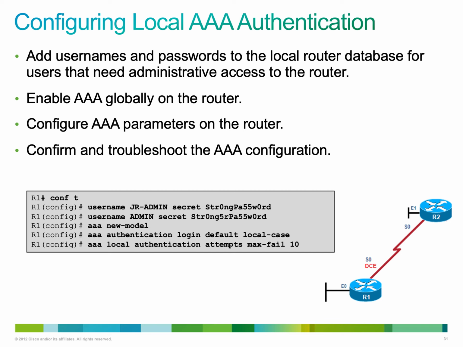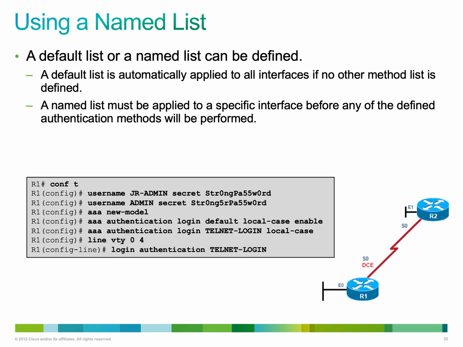Router1 config hashtag aaa new-model. Then Router1 config hashtag aaa authentication login default local-case. So you are configuring each of these now, the new model to enable AAA authentication. That's case sensitive. Then Router1 config hashtag aaa local authentication attempts max-fail 10. So if you fail 10 times, then you can block or throw the person out.